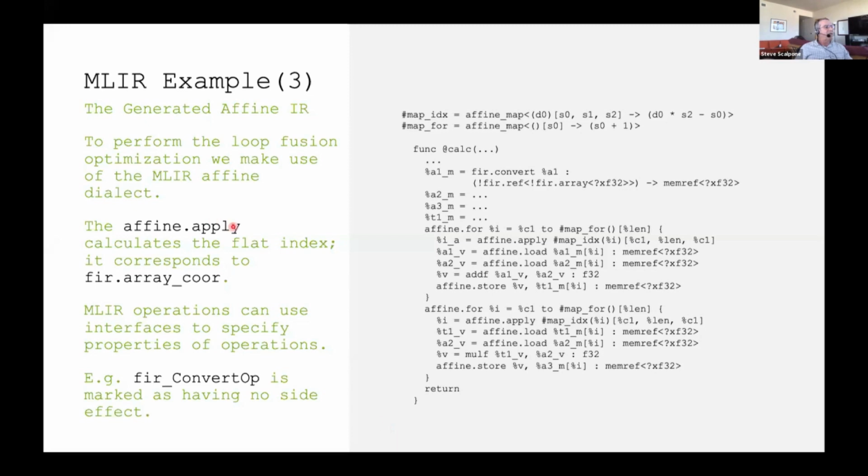And an affine apply here, you can see, is the same basic idea as the FIR coordinate, which is taking an array coordinate of base, index, and stride, I guess. Yeah, and turning that into an offset into memory. And then there's the add, and there's the multiply. And one interesting thing about this is that we were able to tell the MLIR framework, and it told the affine framework, that the FIR convert operator doesn't have a side effect. So if you see it, don't worry about it, just bring it along and don't let that affect your calculations.